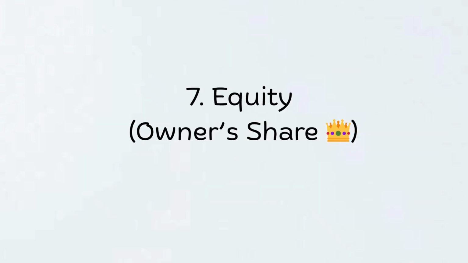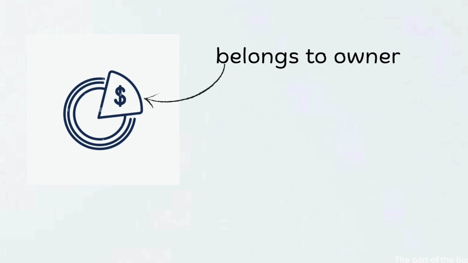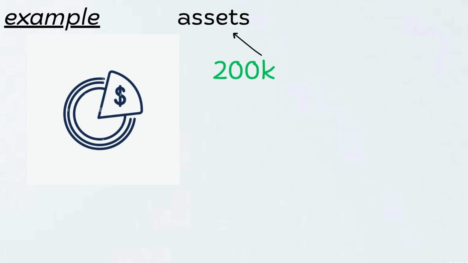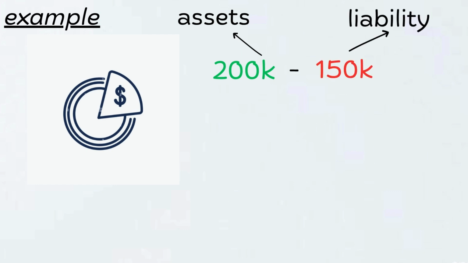7. Equity. The part of the business that belongs to the owners after paying off debts. And the formula is assets minus liabilities equals equity. With an example, if your business owns $200,000 worth of stuff and owes $150,000, so your equity equals $50,000.